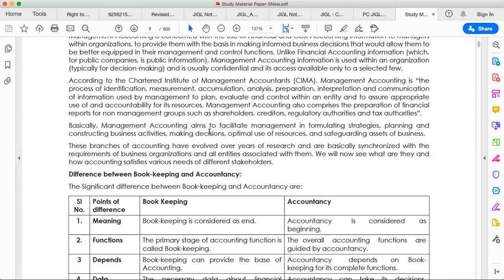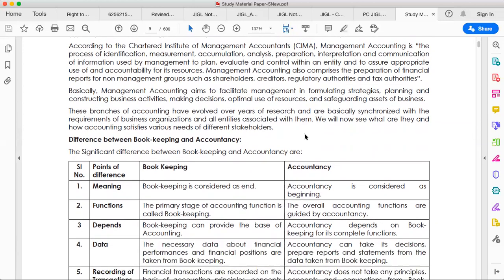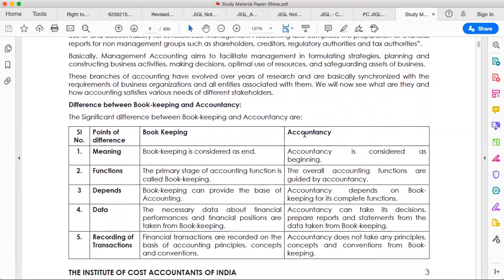Entry into new market, then the R&D of new product, all this. Optimal use of resources. What is optimal use? Means the best use, the maximum use you can get from the resources. And safeguarding of assets of business. So safeguarding of assets, like there will be security and many things. Okay, safeguarding of assets of the businesses.